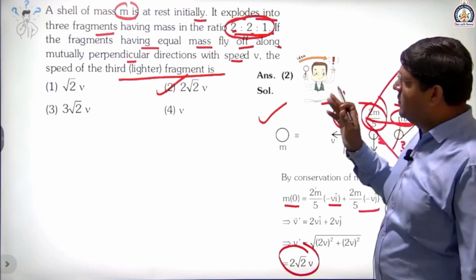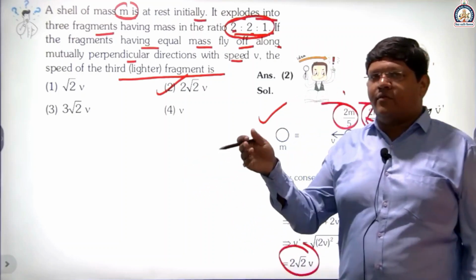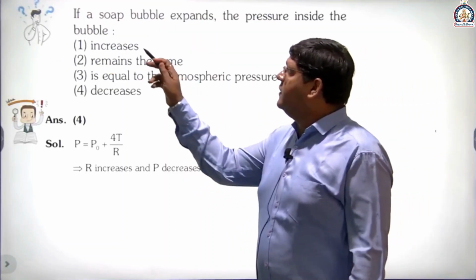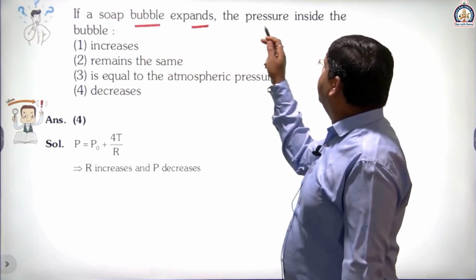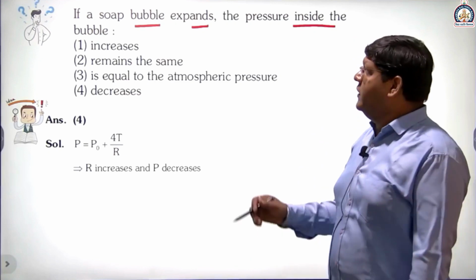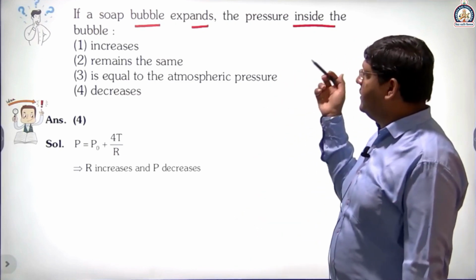This similar type of question can be asked in your future examination. Moving to the next part, the question is: soap bubble expand, the pressure inside the bubble. Okay, this is related to the properties of fluid. If the soap bubble expands, the pressure inside will be.